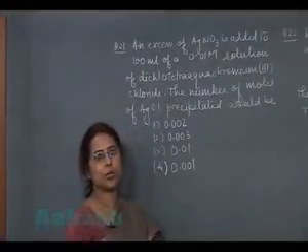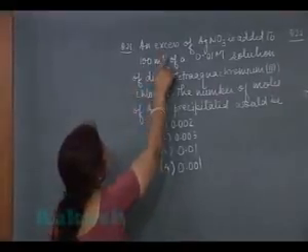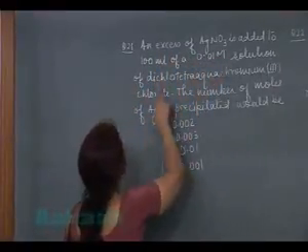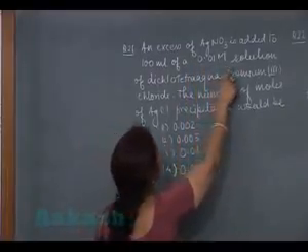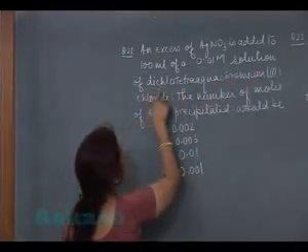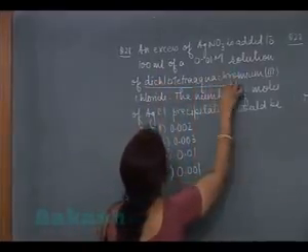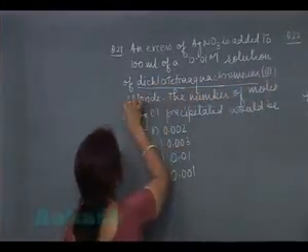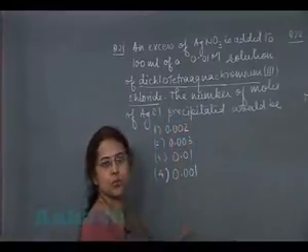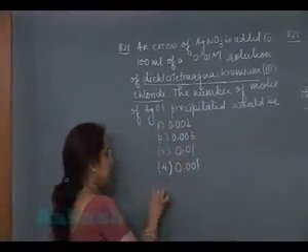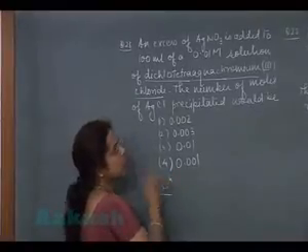Now see the question number 21. An excess of AgNO3 is added to 100 milliliter of 0.01 molar solution of dichlorotetraaquachromium(III) chloride. The number of moles of AgCl precipitated would be. Let us solve the question.